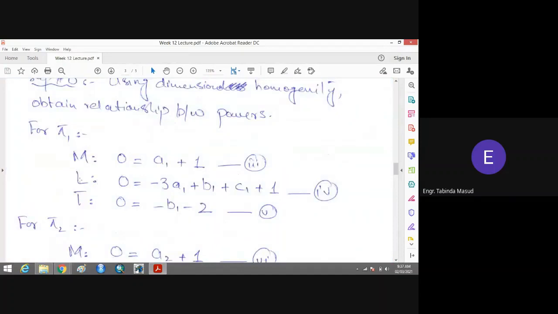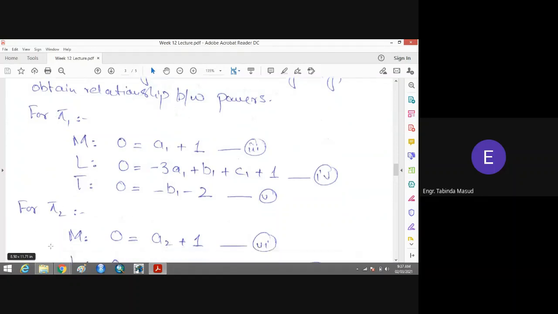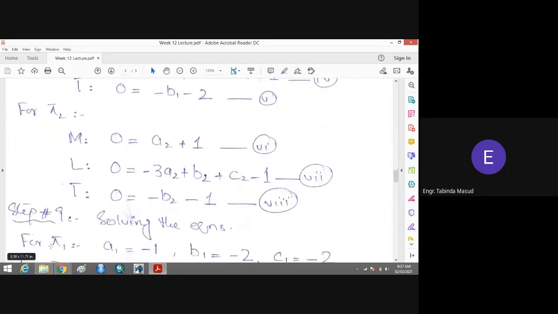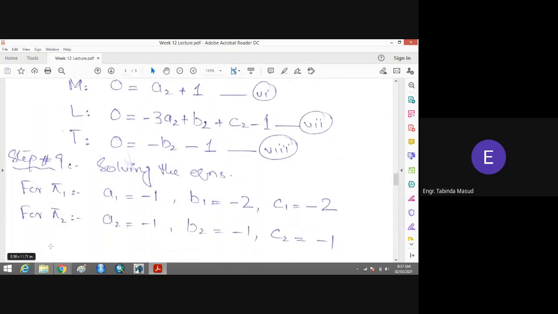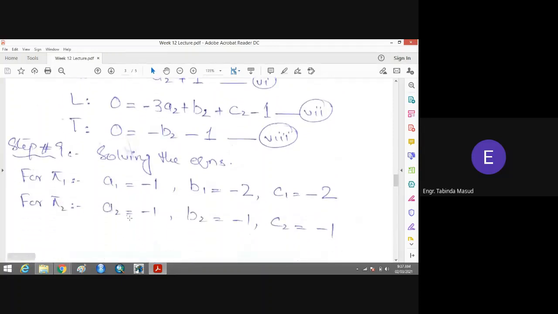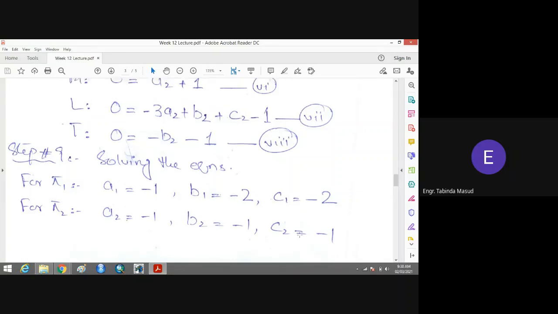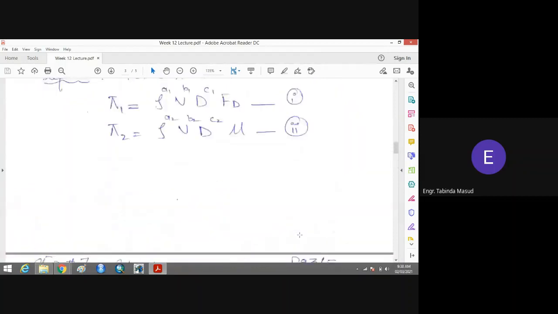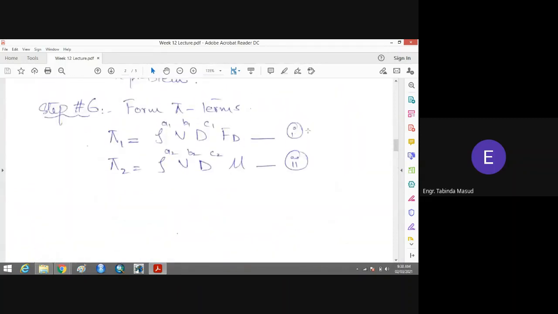Similarly, you will obtain the relationship between the powers of L and between the powers of T for pi group number 1. And similarly, you will do the same procedure for pi 2. You will obtain the relationship between the powers of their fundamental units, and then you will solve the equations to find the value of these exponents. For pi 1, we have a1 equal to -1, b1 equal to -2, c1 equal to -2. And similarly, for pi 2, you will get the values of a2, b2, c2, and you will put all these values in equation number 1 and equation number 2.